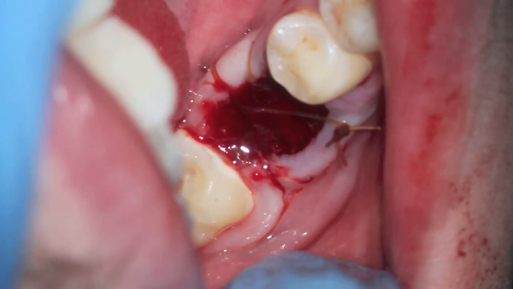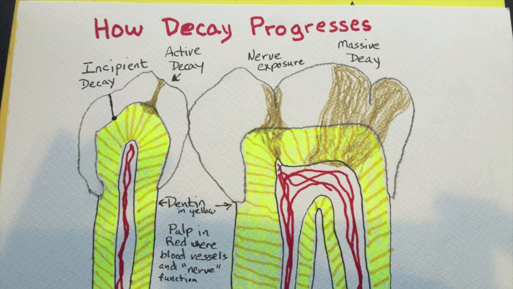But really the purpose of this video is to get decay at either the incipient decay or the active area before it gets into the nerve or the massive decay. And that's why someone goes to the dentist and has treatment done.